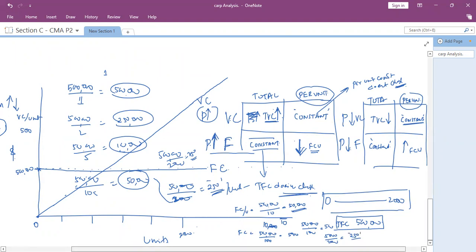Total is the same. It doesn't change. Understood? That's why it is better to define fixed cost in total. Because per unit cost is changing: 5,000 here, 500 here, 250 here. That means every unit increase or decrease, the fixed cost per unit will increase or decrease. Am I right or wrong? Yes, sir.